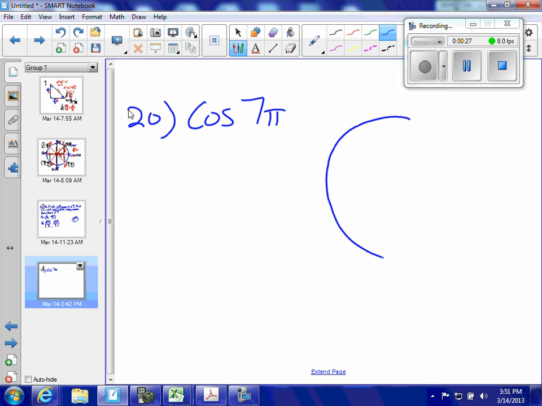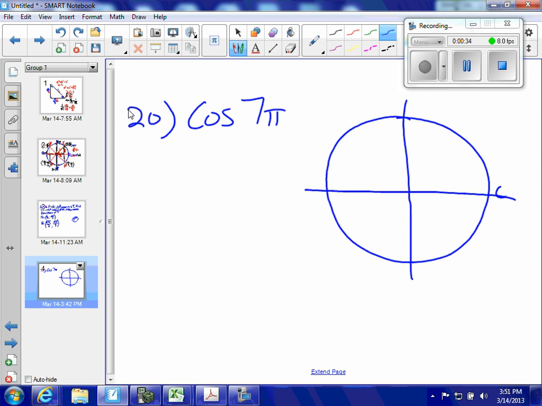So I'm going to draw a unit circle, and I'm going to make my axis right there. And I know that this part right here is 0 and 2 pi. And I'll just label a couple of these points. That's pi over 2. This is pi. And this is 3 pi over 2.